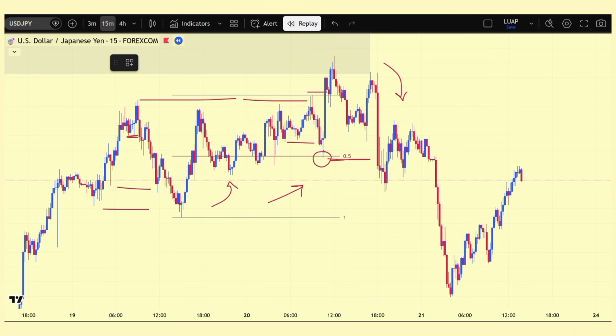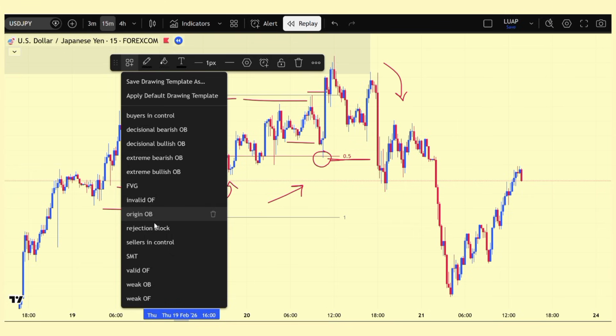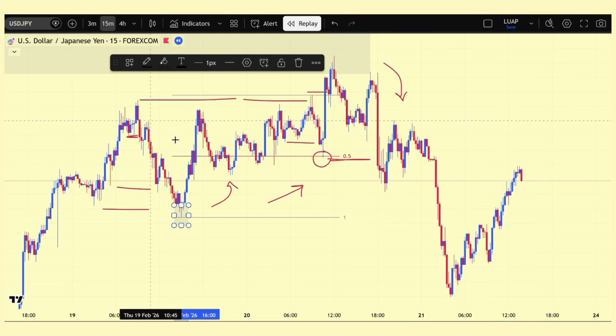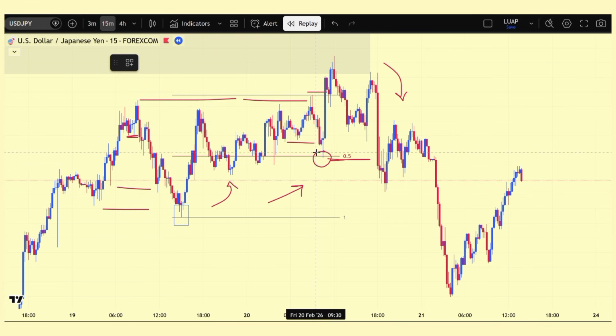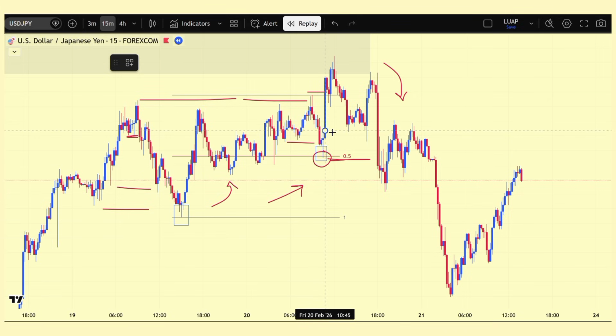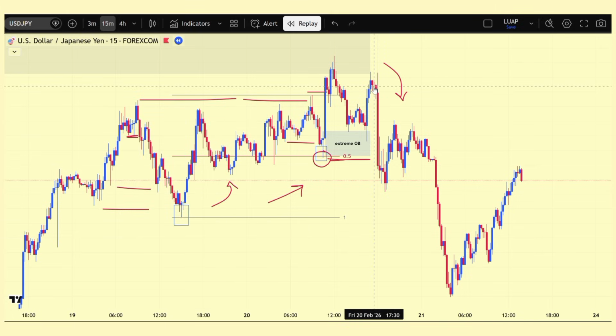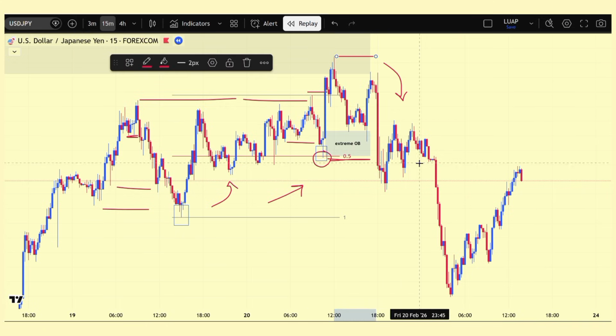We can clearly see that after price has taken out the inducement here, the buyers were in control. Again here, the buyers were in control, and we can clearly see the mitigation exactly right there. So let me use this. It was, of course, that extreme bullish order block. Price gave that reaction, failed to make it to this high exactly right there, and reversed back.